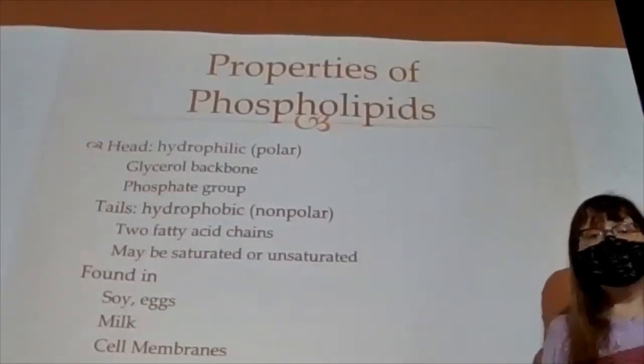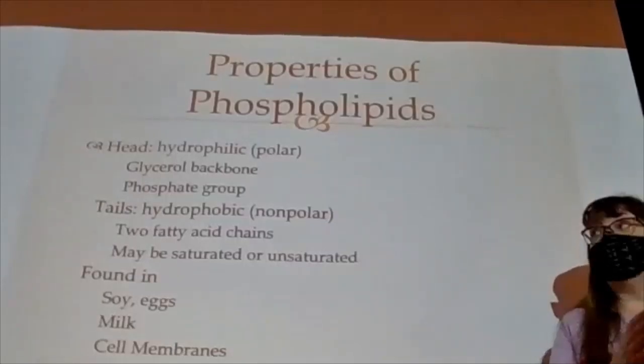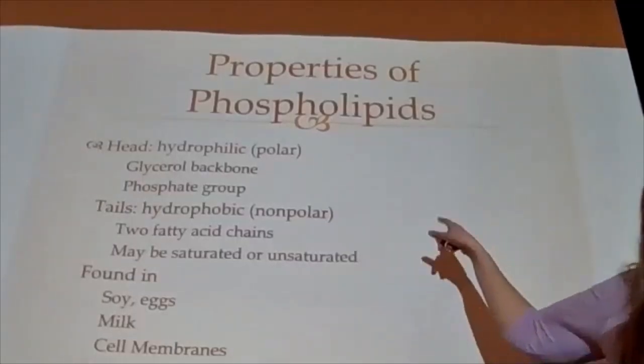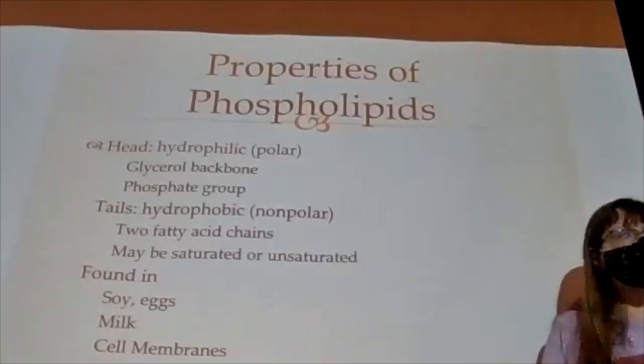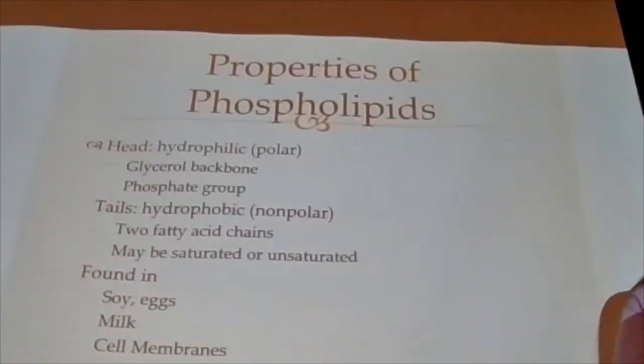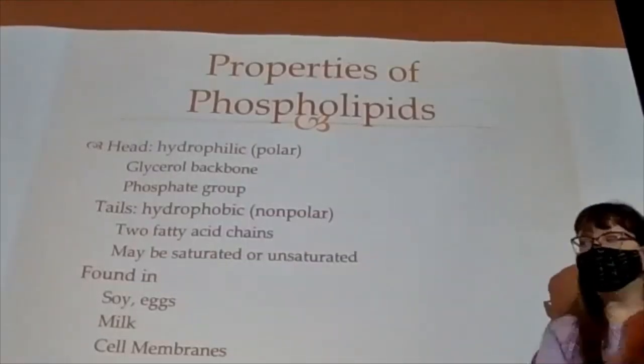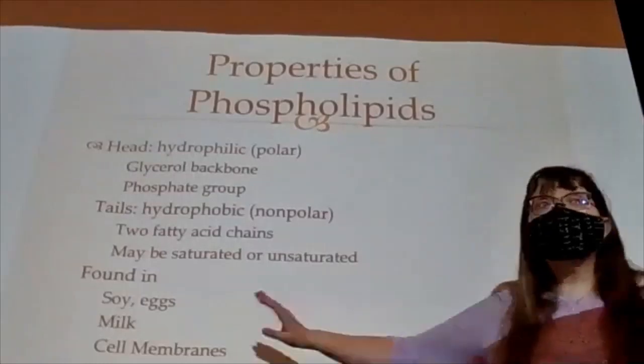So lecithin is a specific version of this phospholipid. And for our purposes, we'll just kind of use those interchangeably. Not all phospholipids are lecithin, but lecithin is always a phospholipid. So it's just kind of a specific case. And it's also found in milk.